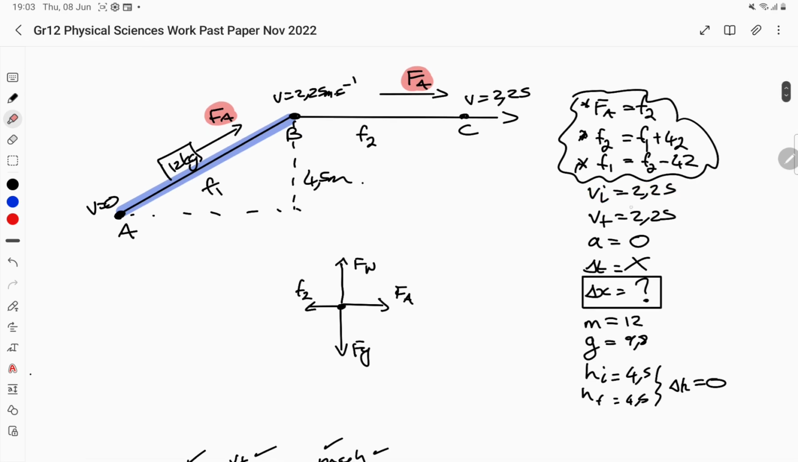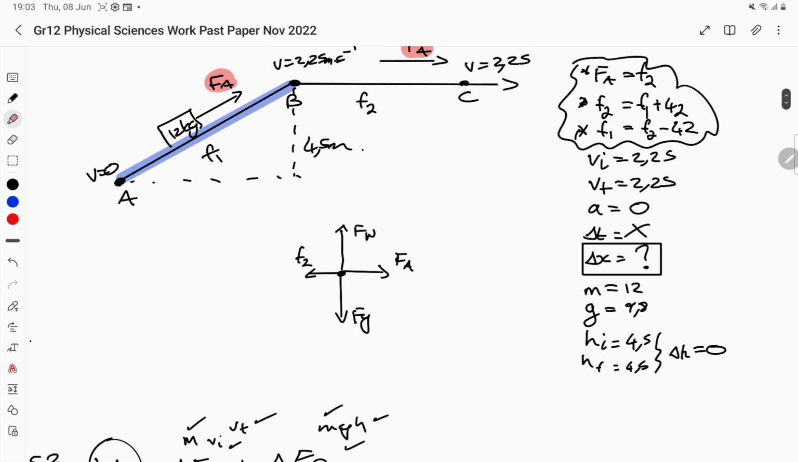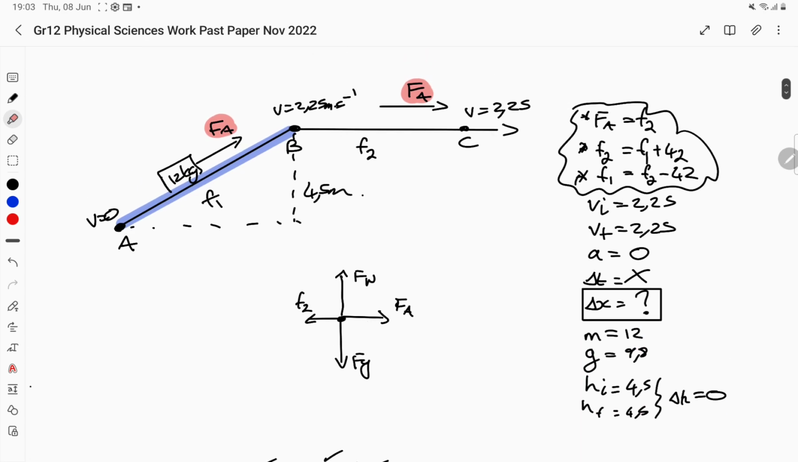So we have an initial velocity of 2.25, final velocity of 2.25, meaning there's no acceleration. The time's not mentioned, so we can't use it. And delta x, we don't know what it is. Oh, that's what we want, sorry. We want to know what delta x is. So we have to incorporate delta x in our formula somewhere. And mass is 12, gravitation these we don't care about. So let's take a look.